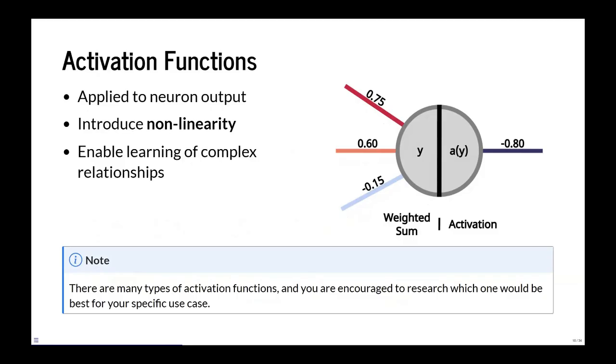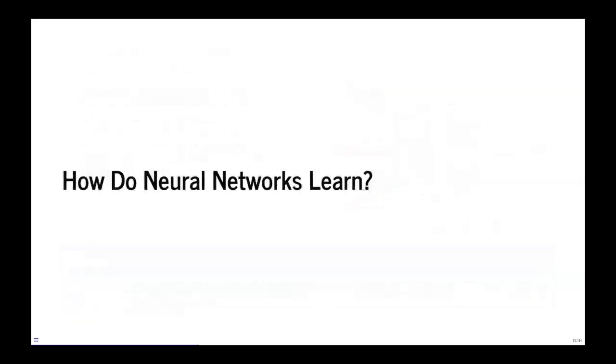An additional component to this neuron is what's called an activation function. And this introduces nonlinearity into the model so that way we can learn complex relationships. And just as a note, there are many different types of activation functions, and you are encouraged to do research onto which one would be best used for your specific use case. And that's not part of this workshop here, but just keep that in mind as we move forward.